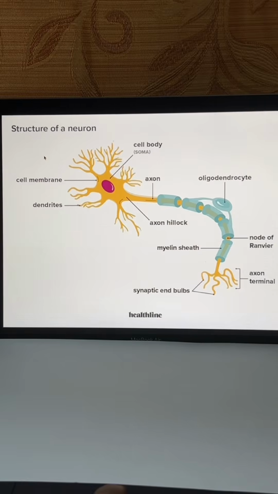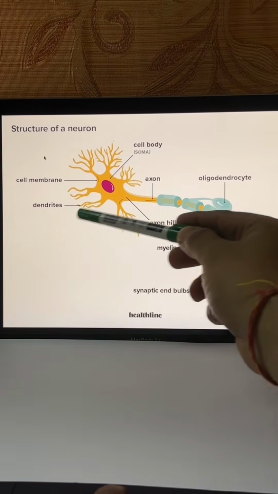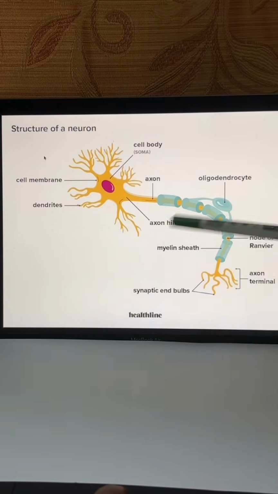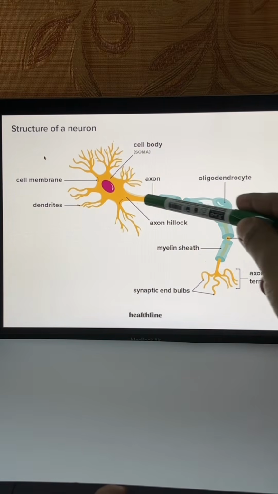Before starting the lecture, let's see this structure once. This is a structure of a neuron. This is the cell body, and you can see this is the cell membrane, and this outward coming part is the dendrites, and this is the axon. Over the axon we have this myelin sheath, this blue, and this yellow is the axon.